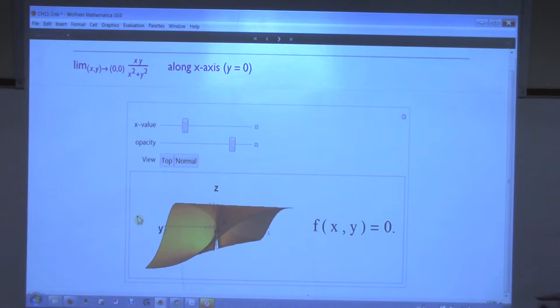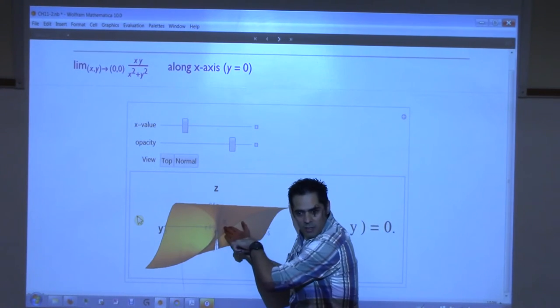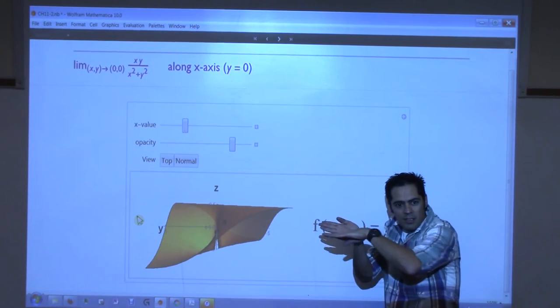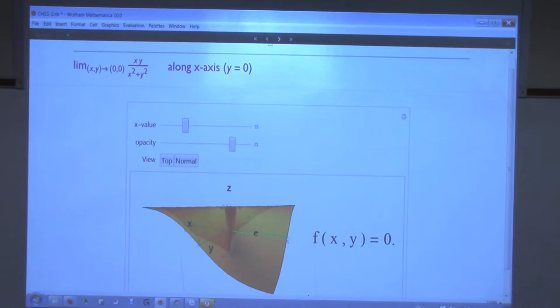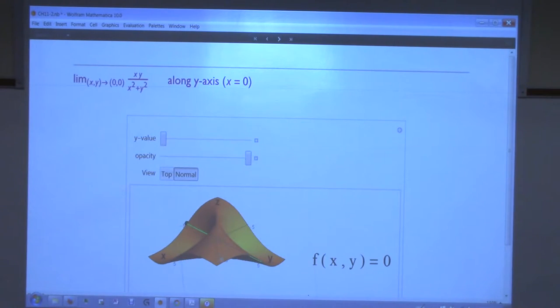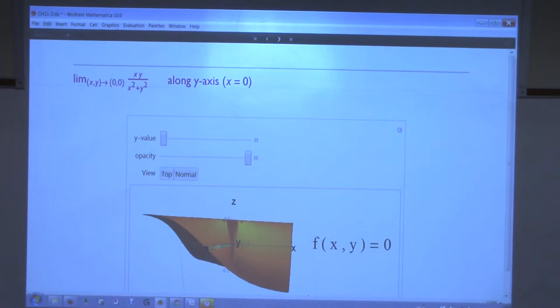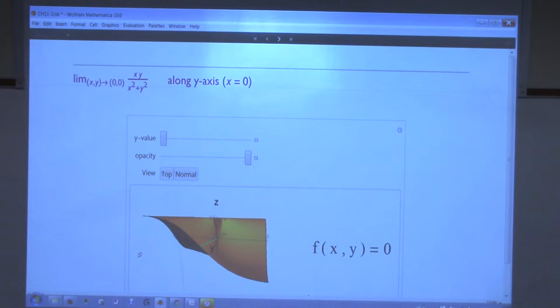Along the x-axis, there's this dip in the function. We're just running along this edge, and our z value is always constant through that. Then we try to come in on the y-axis, and the same thing happens. Here's along the y-axis. We get that same edge effect, running along this edge, always staying constant at zero. On the other side, same thing.